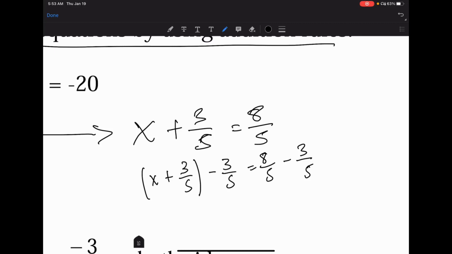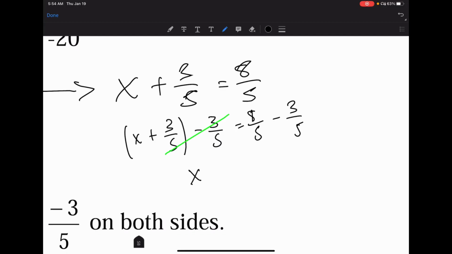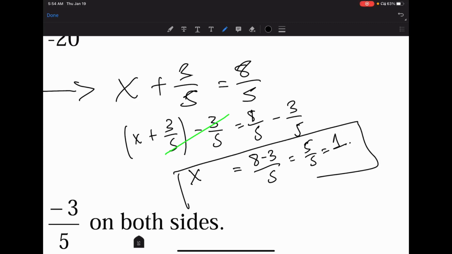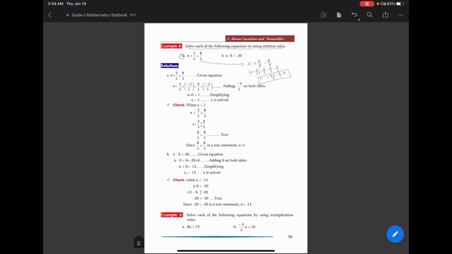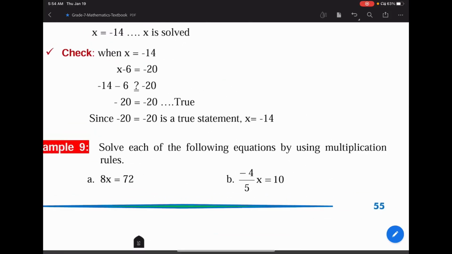Then we cancel out the terms: 3 over 5 minus 3 over 5 cancels. On the left side we get x, on the right side we get 8 minus 3 over 5, which is equal to 5 over 5, which is equal to 1. So x is equal to 1 satisfies the equation. That is how we solved it by using the addition rule.